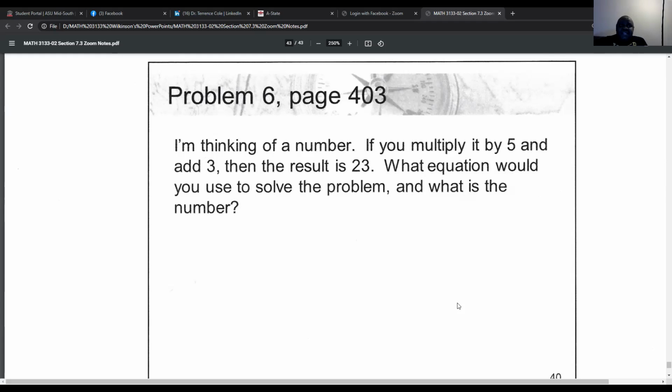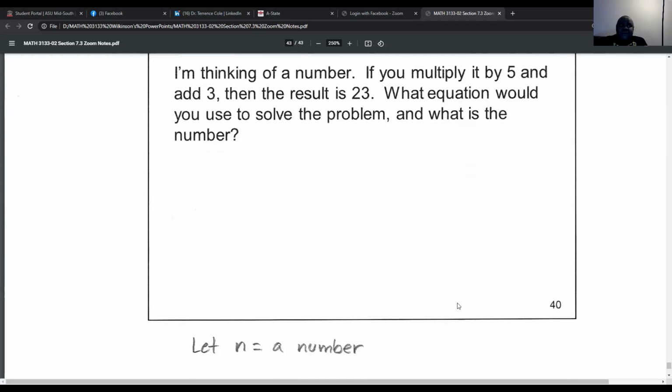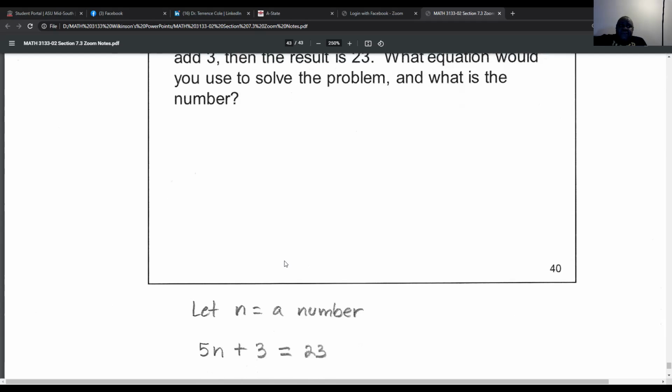So in this case, I'm letting n be the number that I'm looking for. Now it says here, if you multiply it by 5 and add 3. So an algebraic expression for that would be 5 times the number n. And then if I add 3, that'd be plus 3. Then the result is, which is your equal sign, 23. So the equation that I would use to solve this problem would be 5n plus 3 is equal to 23.